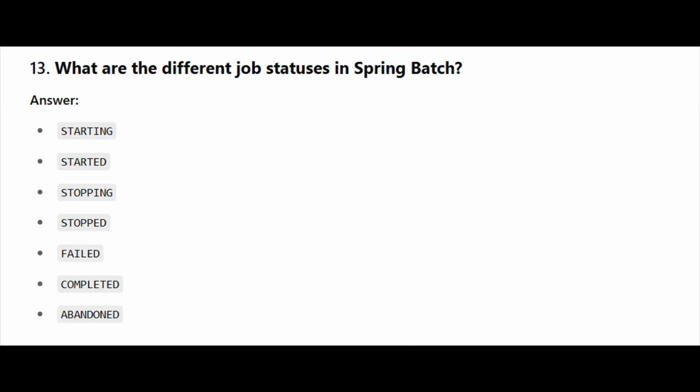13. What are the different job statuses in Spring Batch? Answer: Starting, started, stopping, stopped, failed, completed, abandoned.